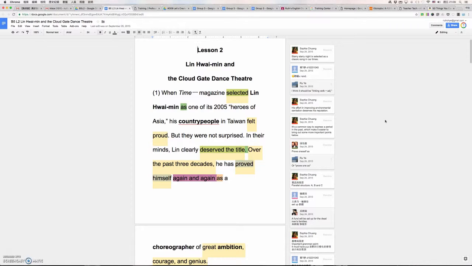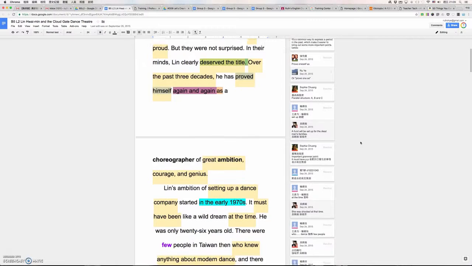And again, I put them into different groups. Each group has to take one part of the reading and do all the annotation. Besides doing the annotation, they also have to explain and provide examples of their own. And this is what they have done.